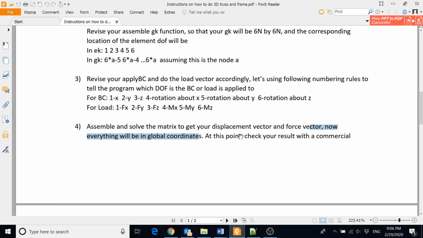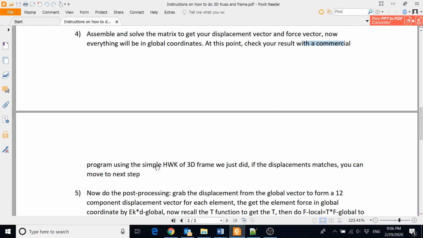At this point, you could actually check your result with the robot. I see a commercial software. You can use some simple 3D frame, like we just did. We haven't done it yet, but I'll post it. If the displacement matches, and also the reaction at the support matches, you can be sure your program's working.